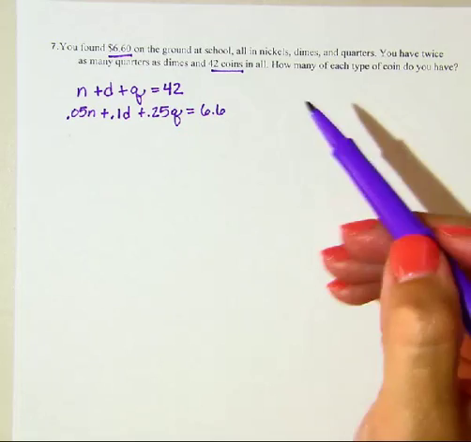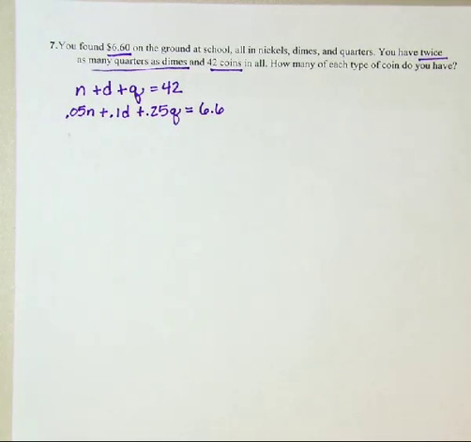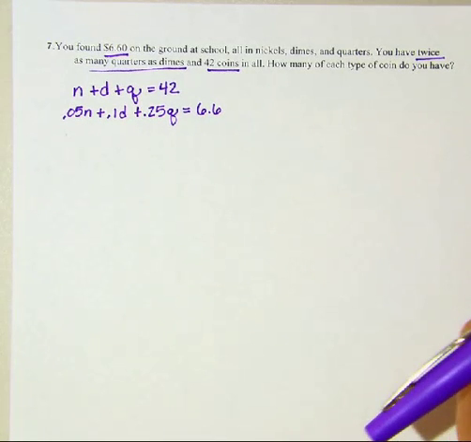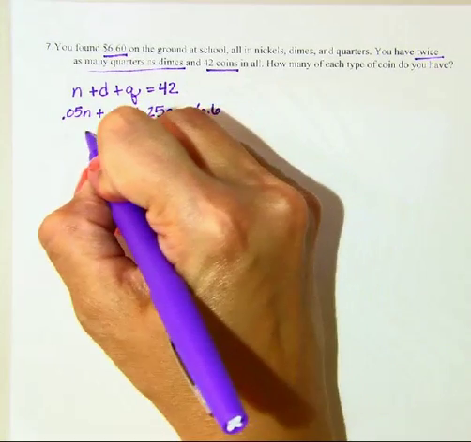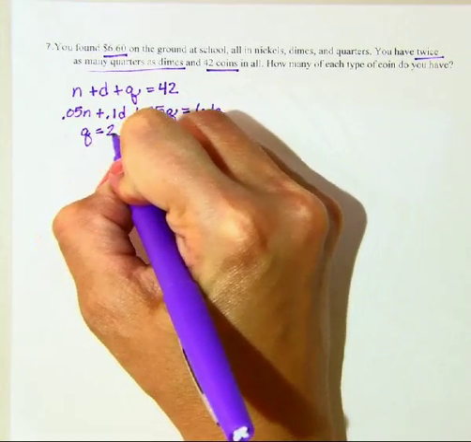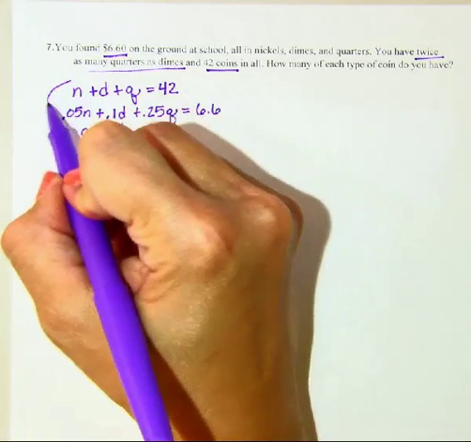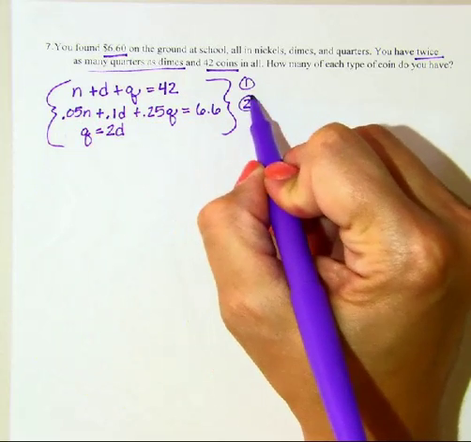And then it tells me I have twice as many quarters as dimes. So if I take the number of dimes and I times it by 2, that's how many quarters I'll have, because there's twice as many quarters. So I know quarters equals 2 times D. Okay? So this is my system. So it gives me equation 1, 2, and 3.